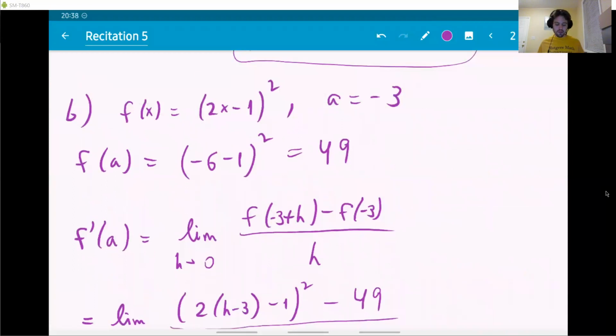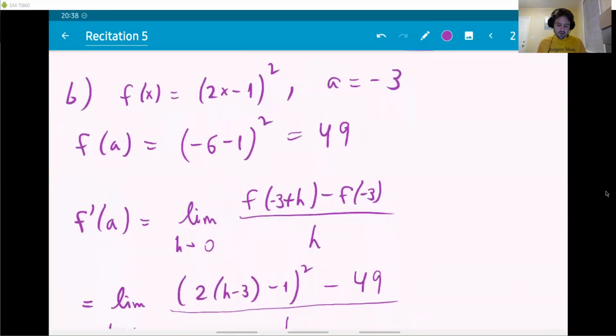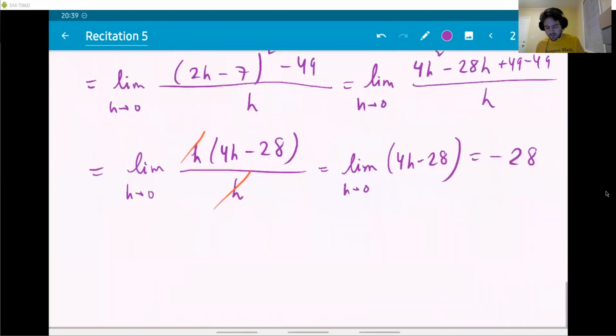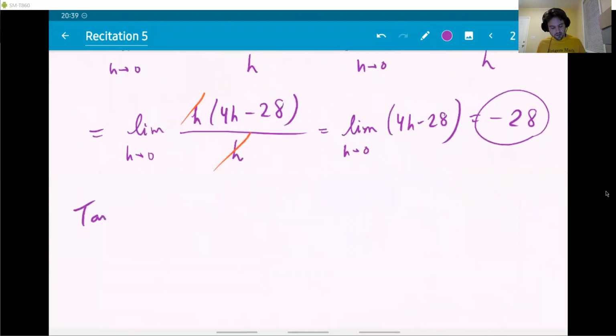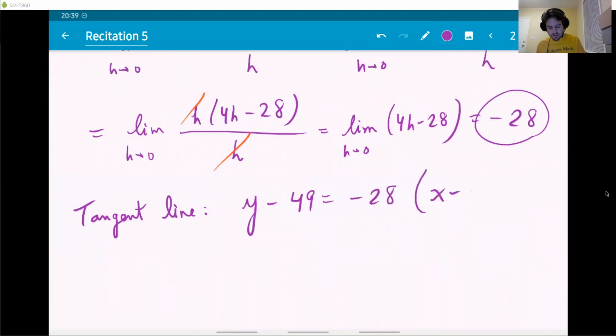Now, what is the equation? Those are all the things that we need. a is minus 3, f of a is 49, f prime of a is minus 28. Tangent line: y minus f of a equals derivative times x minus a, minus minus 3. Be careful with minus signs. So yeah, I'm going to erase this. You probably want to write this as x plus 3 just for clarity. But it's also fine to leave it like that or like this.